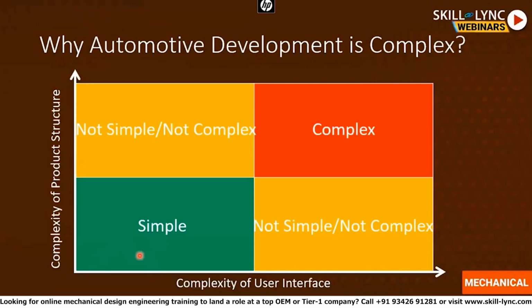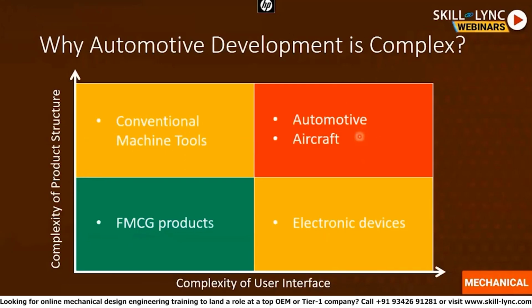The 2 boxes which are diagonally opposite, we say this is not simple and not complex. There is some simplicity involved and some complexity involved. So you cannot just like that define this is simple or complex. Same here. But the one which has the high complexity of user interface and high complexity of product structure, you say it is complex, obviously complex. You see some of the examples. Automobile and aircraft obviously come in the complexity zone.